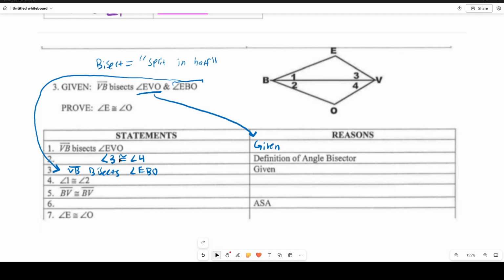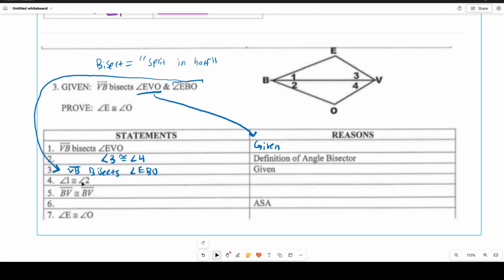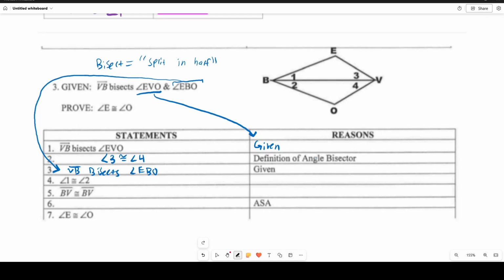Now, when we did this up here, we gave the statement and they gave us the reason. We're just flipping it here. They're giving us the statement. We have to give the reason. So what was the reason up here? Oh, it was definition of angle bisector. Okay. So now we're going to put in definition of angle bisector.